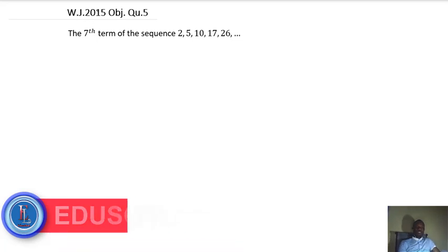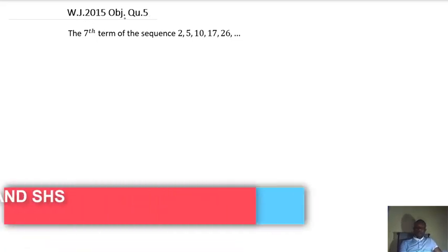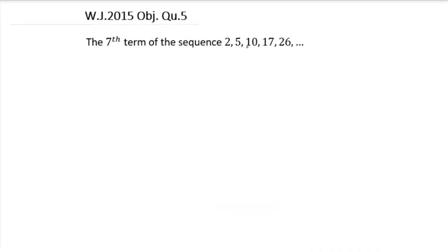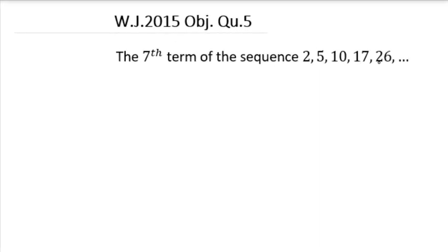Today we are going to do WASSCE June 2015 objective question number 5, and there is a question. The seventh term of the sequence 2, 5, 10, 17, 26. So we are looking for the seventh term. When you count it: first term, second term, third term, fourth term, fifth term. So we need a sixth term before we know the seventh term.